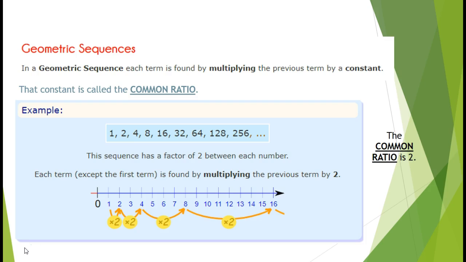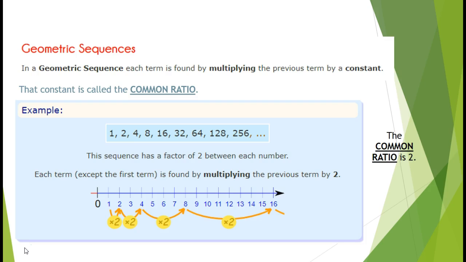In other words, if I pick out the fifth term in this sequence, which is 16, I can find the next term by multiplying 16 by 2. I get 32. And I can find the next term by multiplying 32 by 2 and getting 64. That's what we mean by a common ratio.